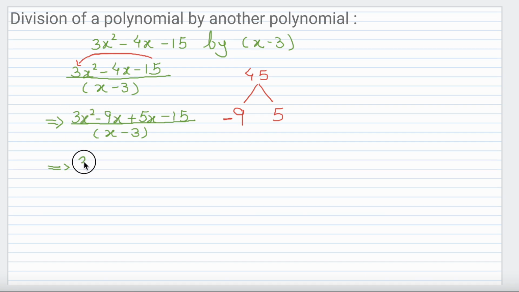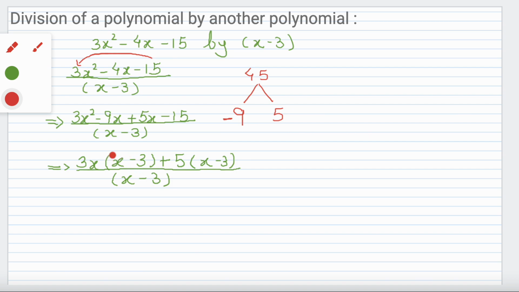Then the next step is to take common factors. Take 3 common, and we can take x also between these two terms, so I'm going to take 3x common. 3 and x are taken, so only x minus 3 remains. Then from 5x and minus 15, you can take 5 common, so in the bracket you will get x minus 3, all upon x minus 3.